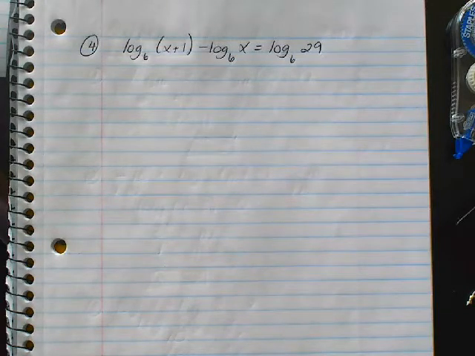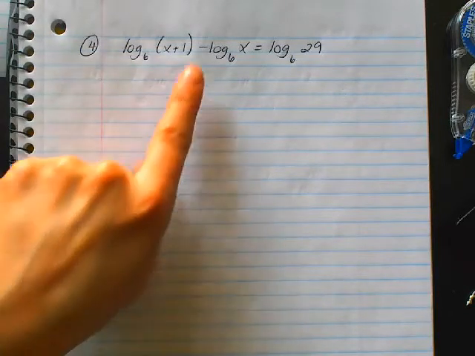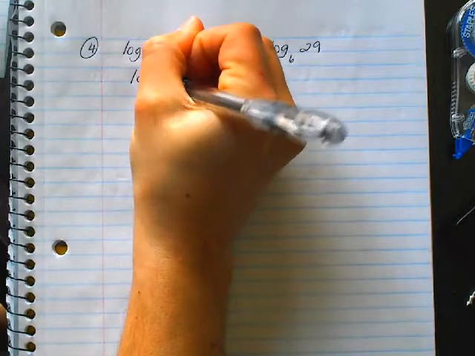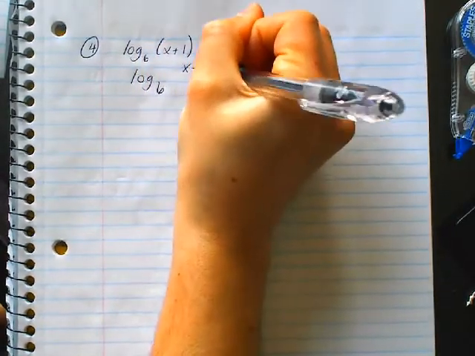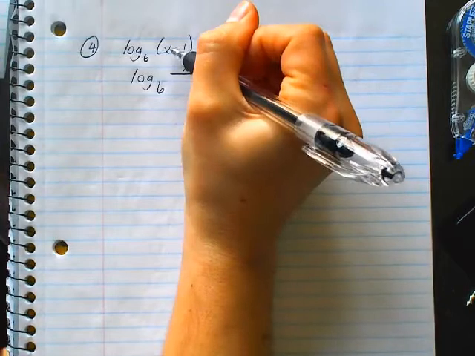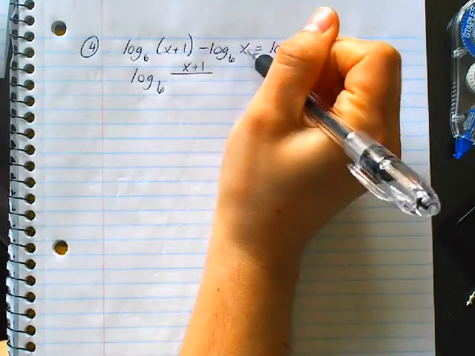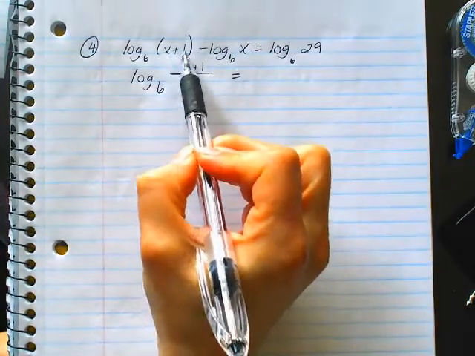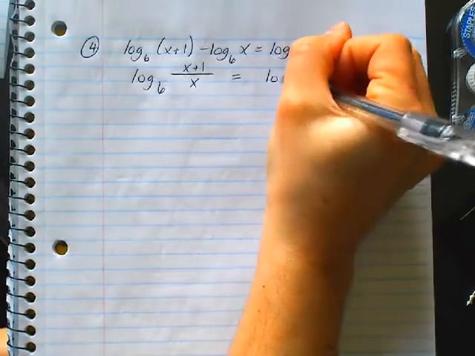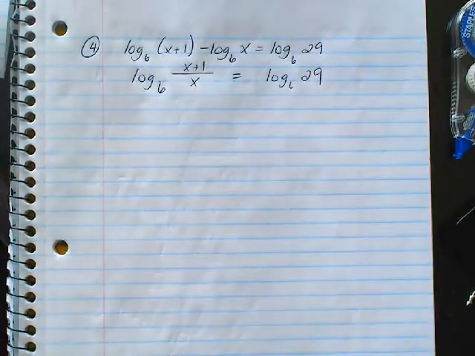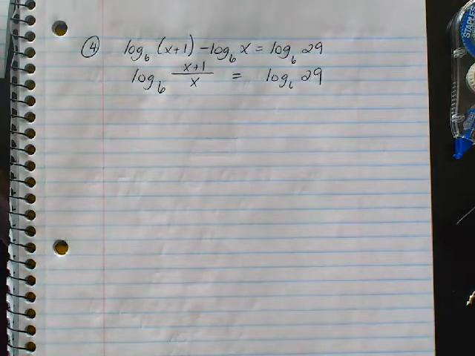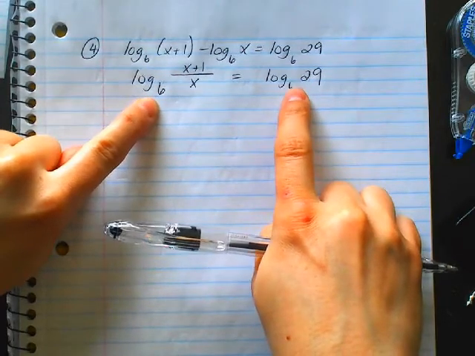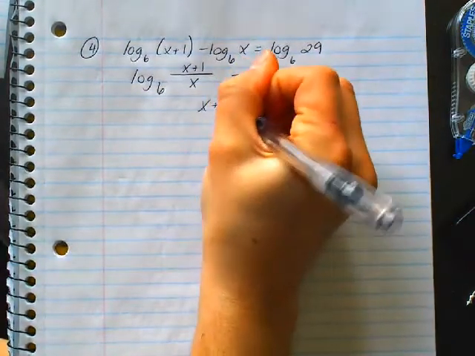Okay, so I'm going to start by applying my logarithm property for subtraction. It says when you're subtracting two logarithms, you are allowed to condense them by dividing their arguments. And in this property, the argument of the first logarithm becomes the numerator, and the argument of the second logarithm becomes the denominator. So make sure that you're writing them in order. Log base 6 of (x plus 1) over x equals log base 6 of 29. Once again, we can confirm that the bases are the same. And if we have two logarithms that are equivalent to each other with the exact same base, we can assume the arguments are the same.